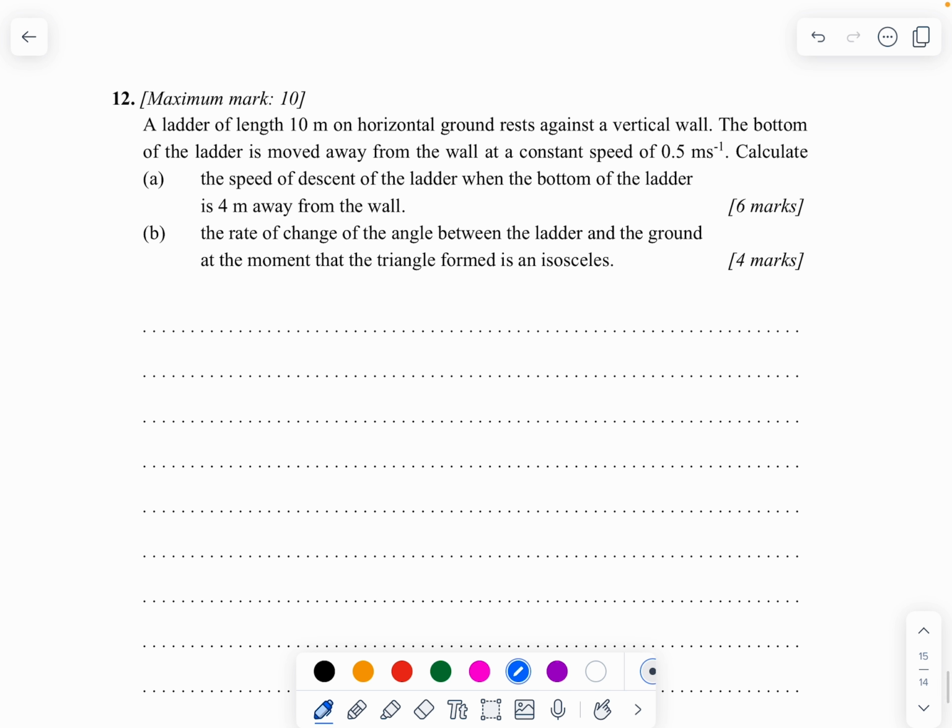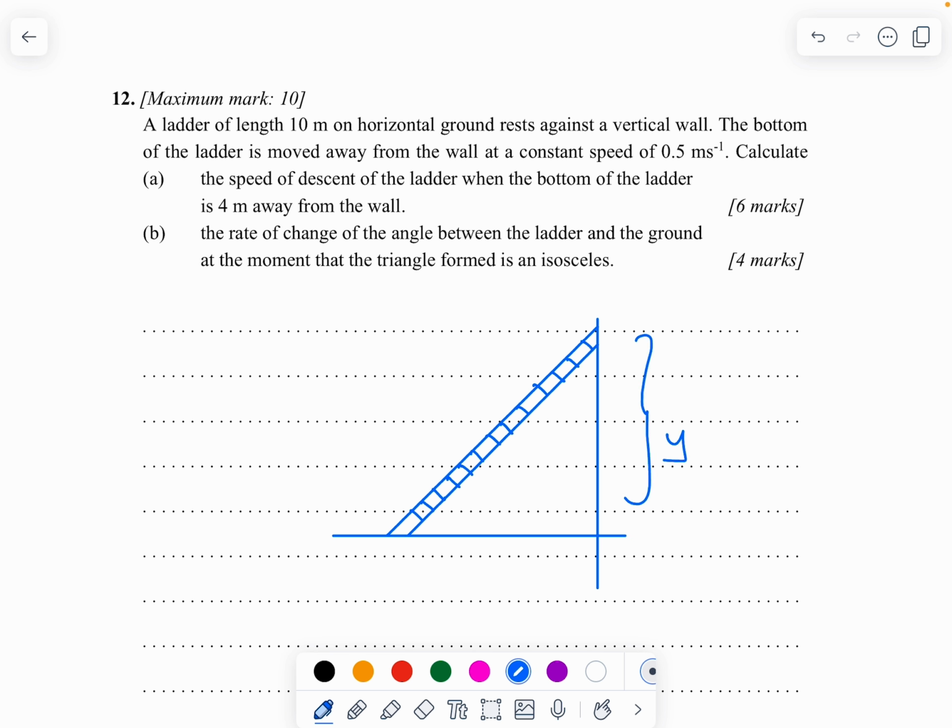Finally, question number 12. A ladder of length 10 meters on horizontal ground rests against a vertical wall. So there is a ladder. Then this is y and this is x and this is 10 meters.